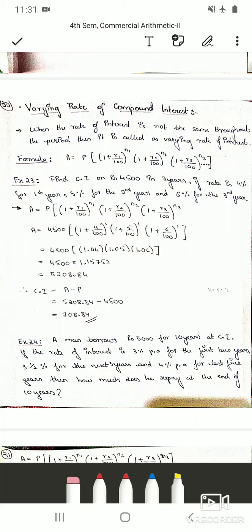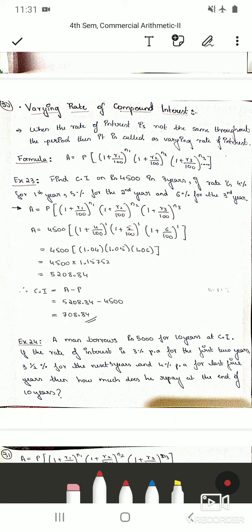Welcome back to commercial arithmetic class. So we had finished with compound interest general problems. So today we will study the next concept, that is varying rate of compound interest. In the name itself you can see the rate will be varying. So it won't be constant for the fixed period.